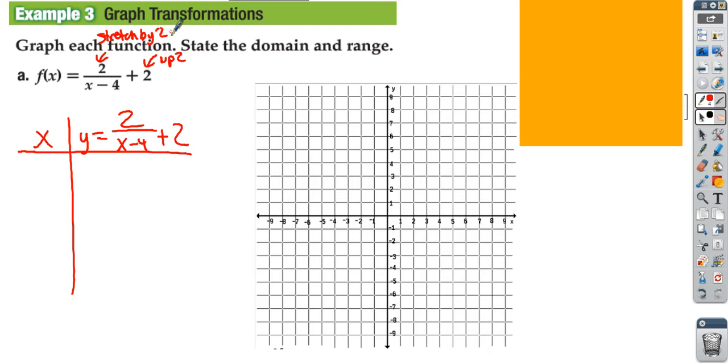Okay, the first thing we should do to start this graph is find the 2 asymptotes, because that's how we base all our graphs. So the asymptote is going to occur at x equals 4. That's the vertical asymptote.